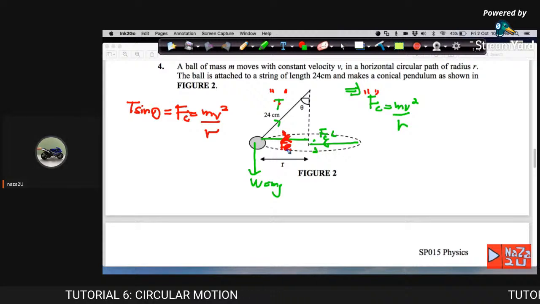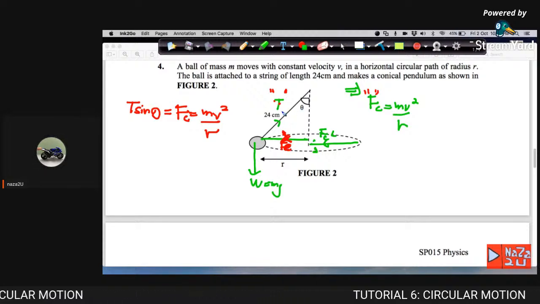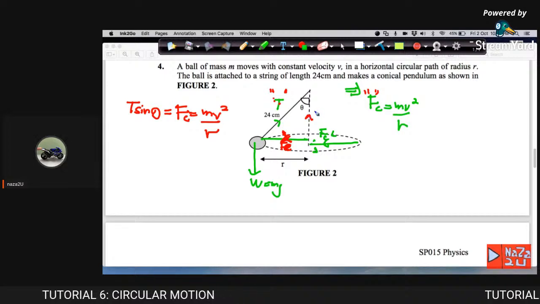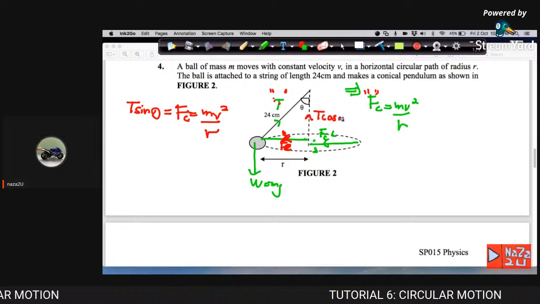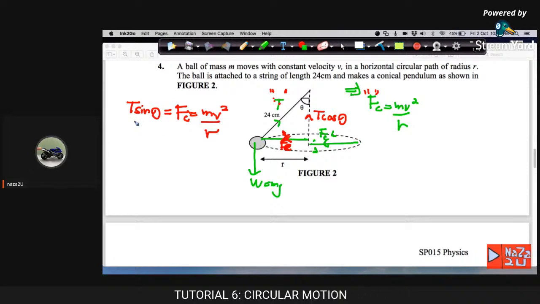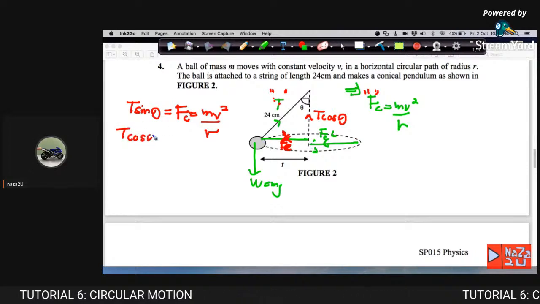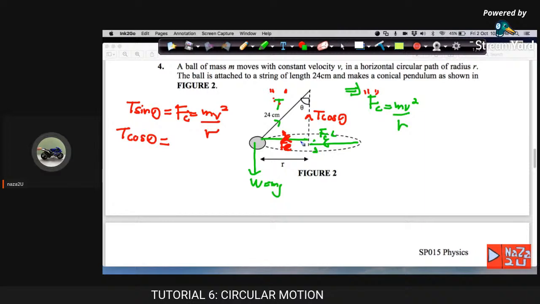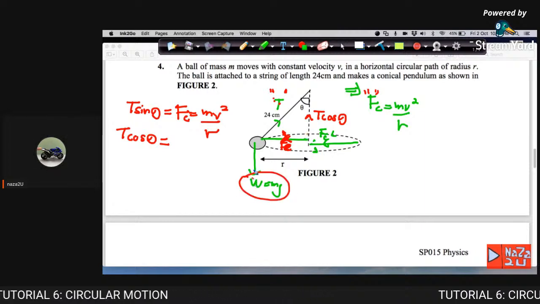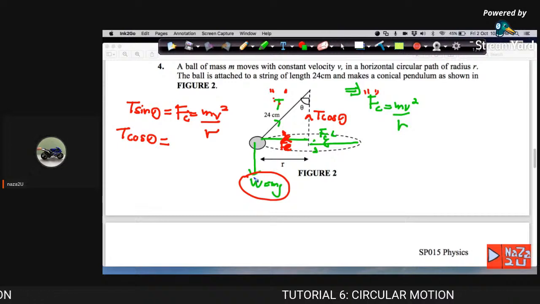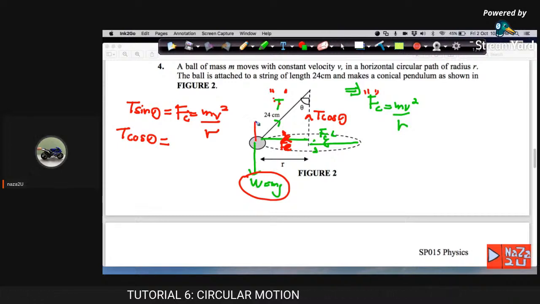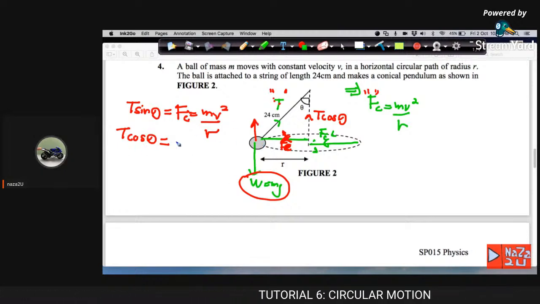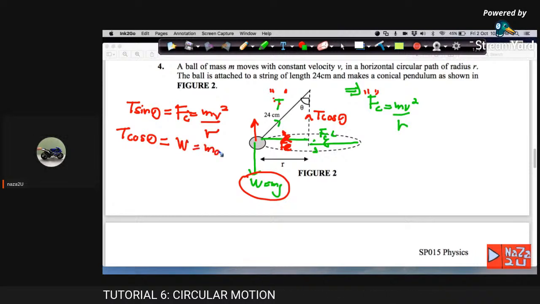So this is Fc. Satu lagi kalau kita tengok kat sini, T ni juga kita boleh resolve pada arah Y. Arah Y is the adjacent, so this is T cos theta. Kita guna segitiga ni, T cos theta, the tension resolved to the Y axis direction, upward. So we have the upward force, and the weight force directed downward. Tapi pendulum ni tidak bergerak ke atas, tidak bergerak ke bawah, meaning daya ke atas, T cos theta, is equal to daya ke bawah, this is the weight force, equal to mg.